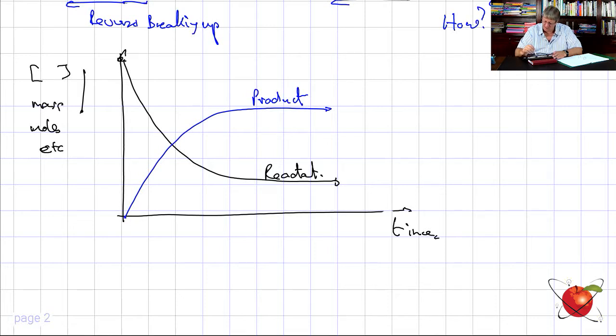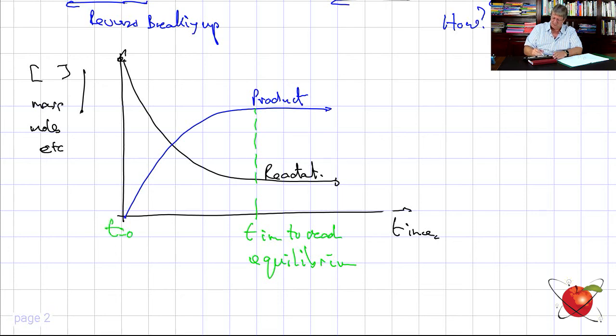Yes, we can say that at this point here, let's say over there, is the time to reach equilibrium, and this is T0 always. So at T0, let's just recap. At T0, I have all reactant. No product. Blue, no product. Zero product at the beginning.